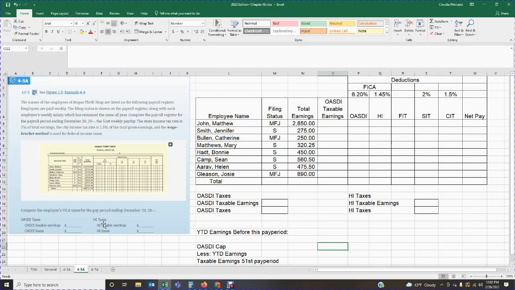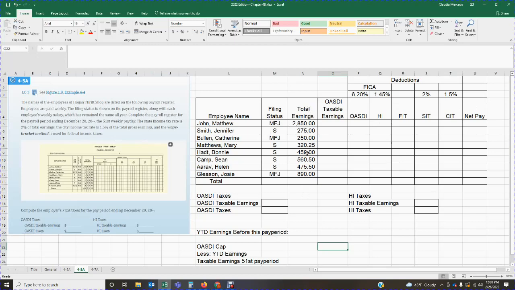The state income tax rate is 2% of the total earnings, and the city income tax rate is 1.5% of the total gross earnings, and the wage bracket method is used for federal income taxes, okay? So they've given you the payroll register, the information. What I did, I just basically copied that information over into my Excel. That way I can work with my data, okay?